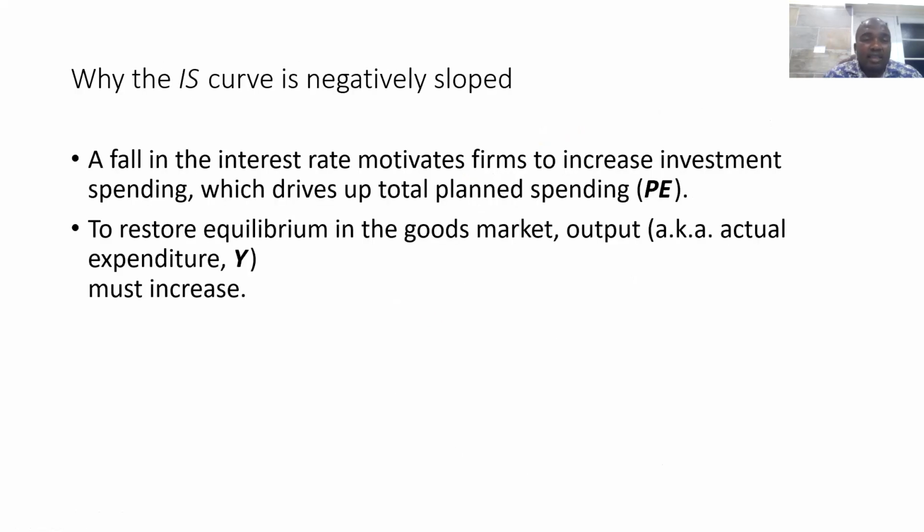Why is the IS curve negatively sloped? A fall in interest rates motivates firms to increase investment spending, as I've explained in the preceding slide. And this causes total planned spending to increase. To restore equilibrium in the goods market, output, also known as actual expenditure, must increase. We expect output to increase to restore equilibrium.